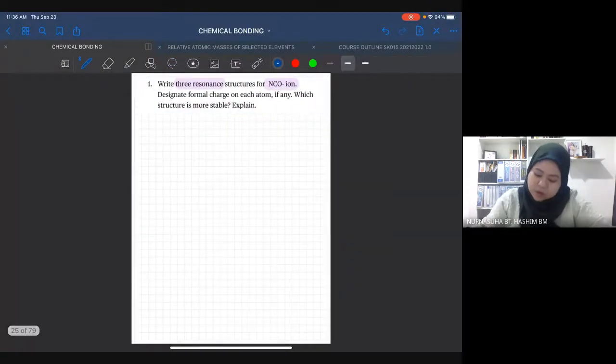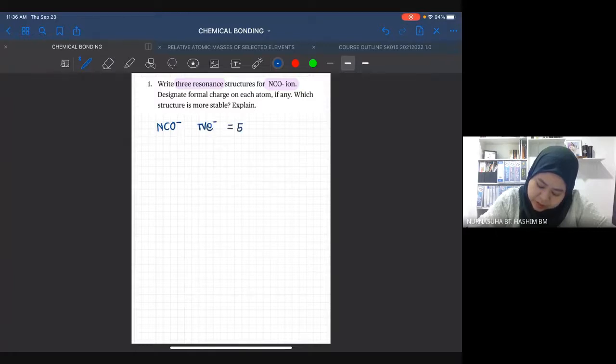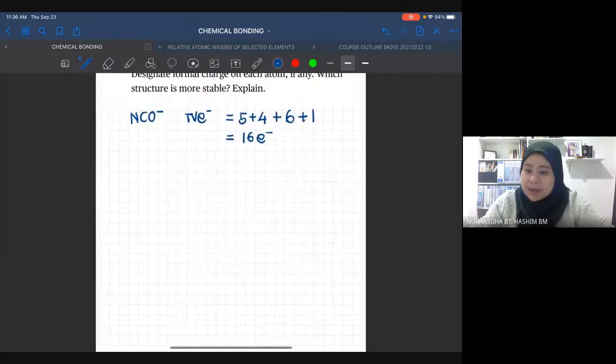Okay, so salin balik NCO minus. Calculate total valence electron. Nitrogen 5, carbon 4, oxygen 6, plus 1. Okay, so total 16 electron. Please don't forget this step sebab takut awak salah tulis structure. Okay, NCO. Jangan pening kepala.